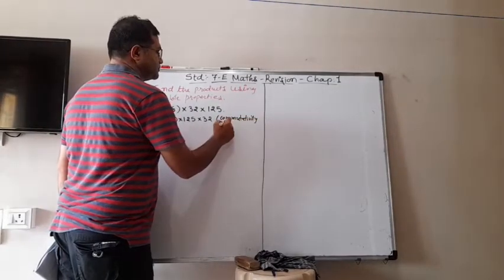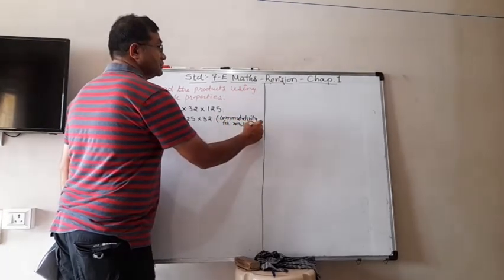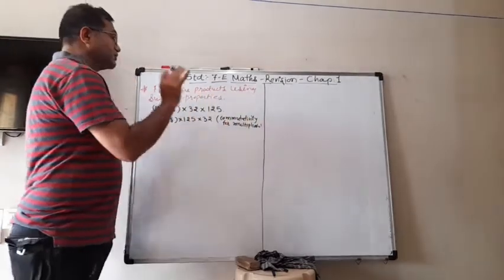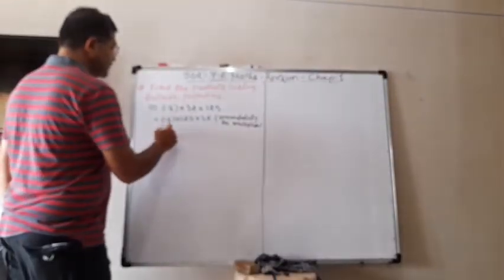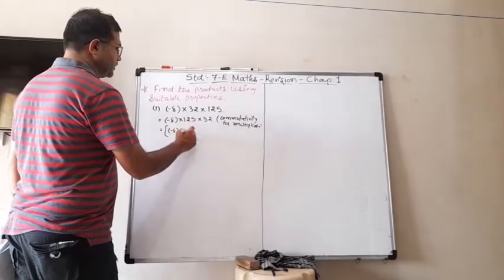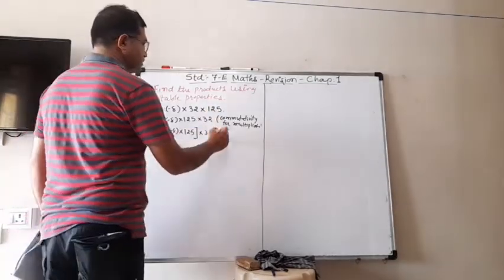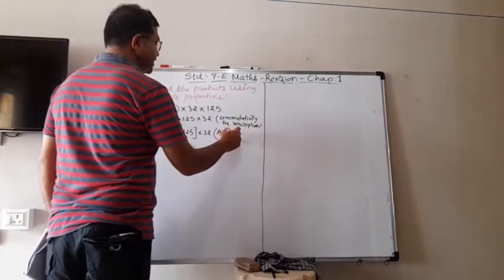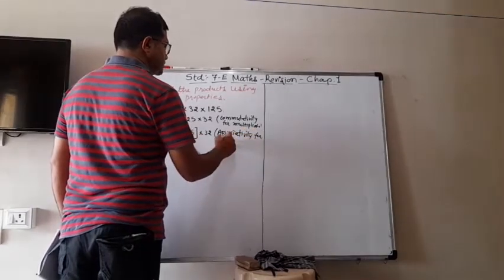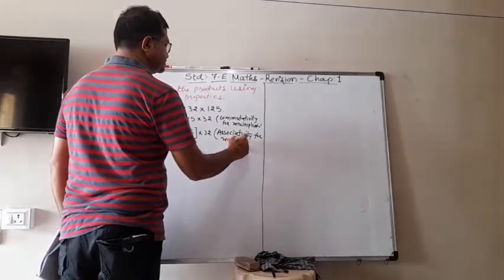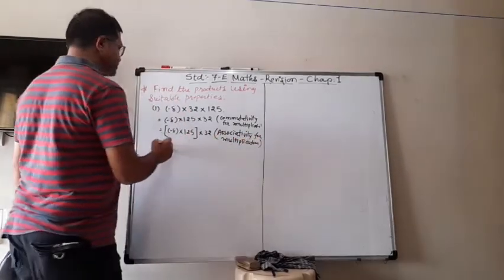Commutativity for multiplication. So we use the commutativity for multiplication. Then we have to make the grouping, because that multiplication is easier. So it is associativity for multiplication. So it is the associativity.